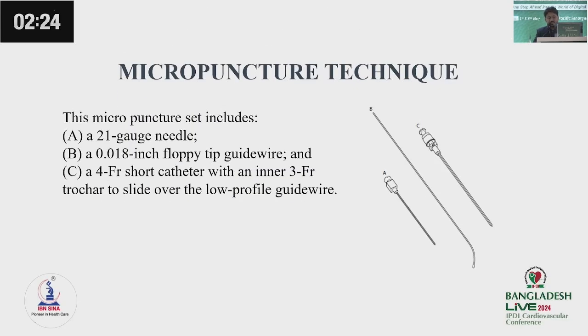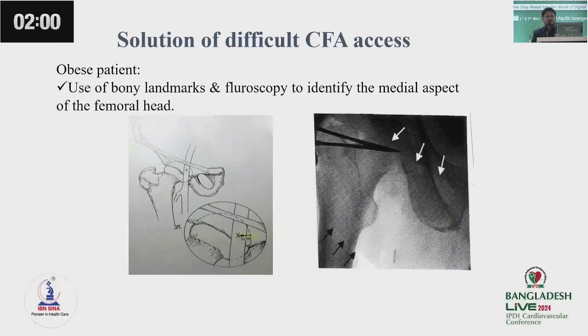The other technique that is very much a favorite of interventionists recently is the micropuncture technique, which includes a 21 gauge needle, a 0.018 floppy tip guide wire, and a 4 French short catheter with an inner 3 French stiffener to slide over the low profile guide wires. There are solutions for difficult common femoral artery access. In obese patients, bony landmarks and fluoroscopy can lead us to a successful intervention.